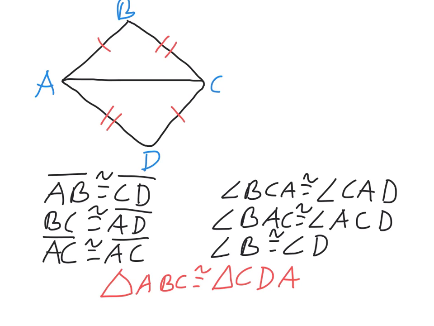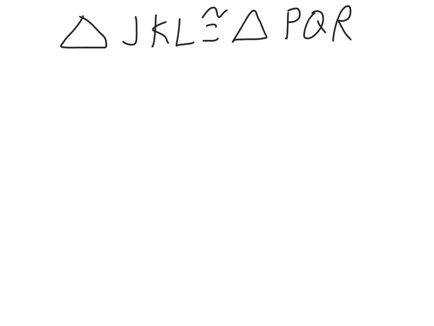Alright, one more example, then we're done. Alright, one final example. In this example, we have triangle JKL is congruent to triangle PQR. And I want you to tell me all the parts of the triangle that are congruent. I'm not going to give you a picture this time. I'm just telling you. From this, you should be able to figure out which parts are congruent to each other. The easiest part is the angles, so let's start with those.